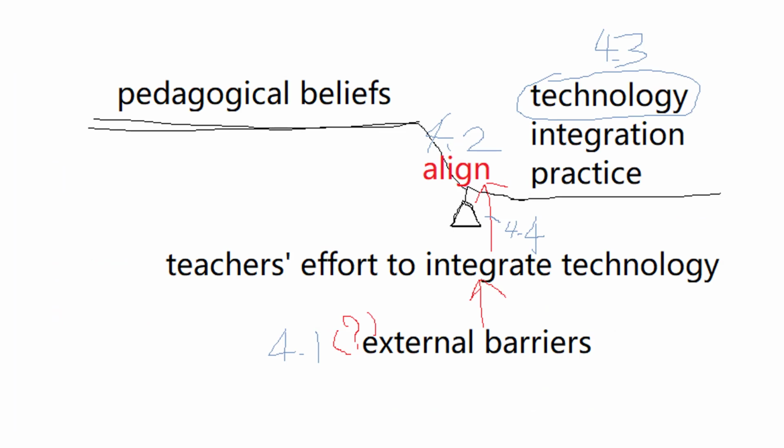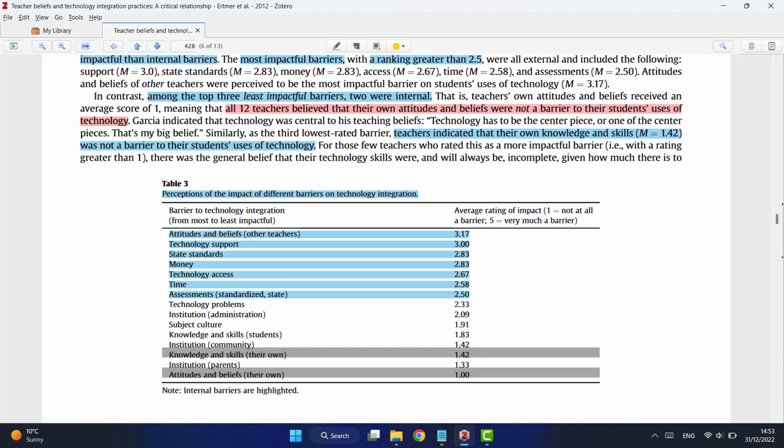Let's now use this graph as a map to interpret the findings. Section 4.1 explains results of teachers' ratings of different factors that influence technology integration practice. The blue highlighted items in Table 2 are the most impactful barriers with a ranking greater than 2.5. They were all external barriers. The gray highlighted items are two least impactful barriers, and they are both internal barriers.